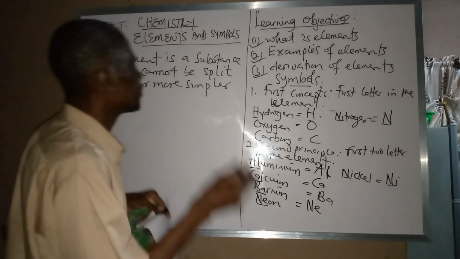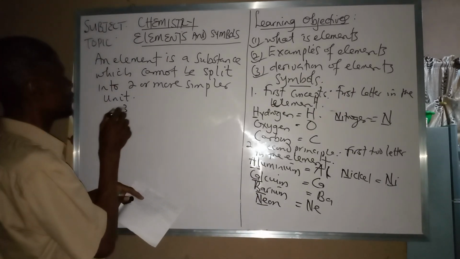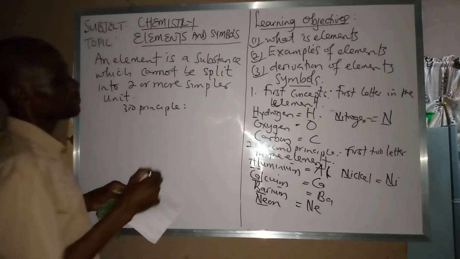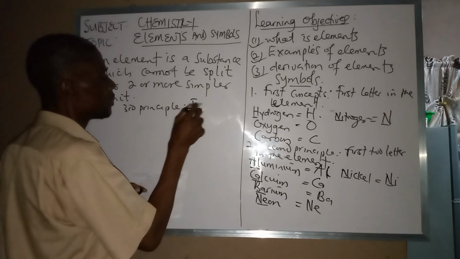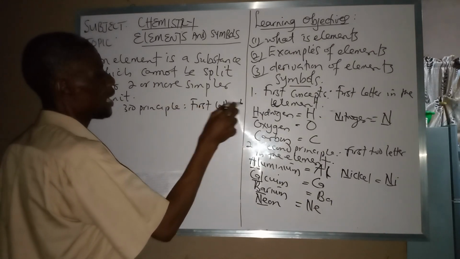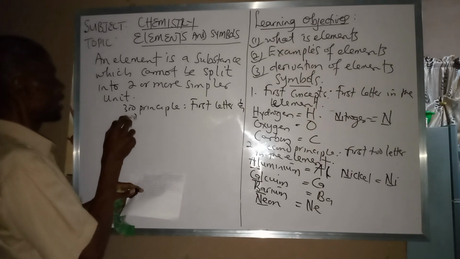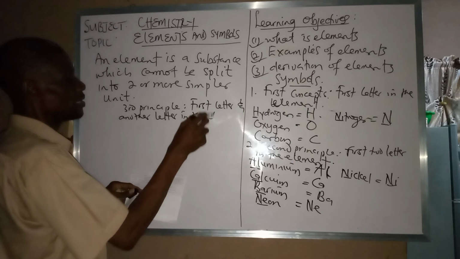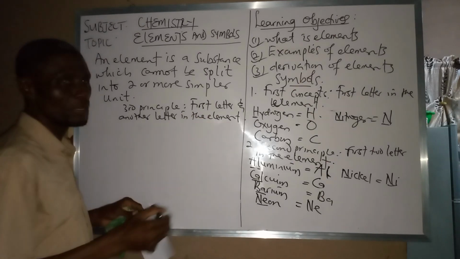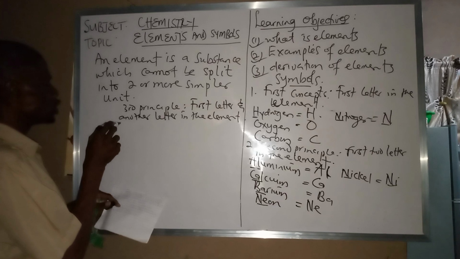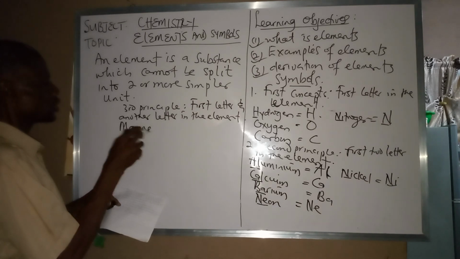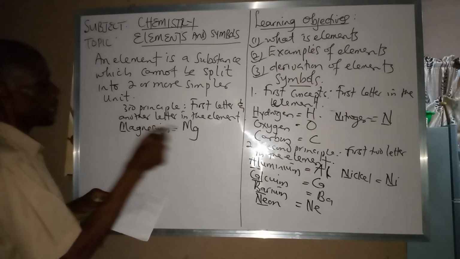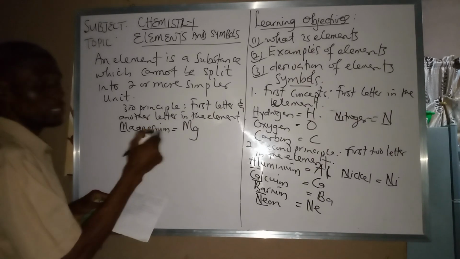Let's look at the third principle of deriving the symbol. The third principle focuses on the first letter and another letter in the element. What do you mean by that? Let's look at magnesium. Magnesium is what? Mg. Capital letter M, and then the g is inside the word, the letter.